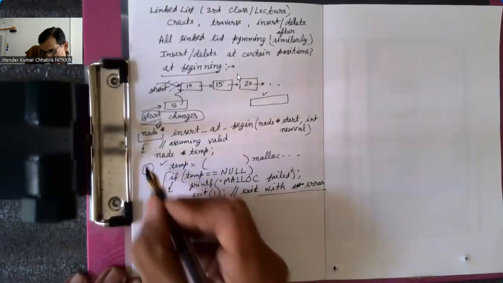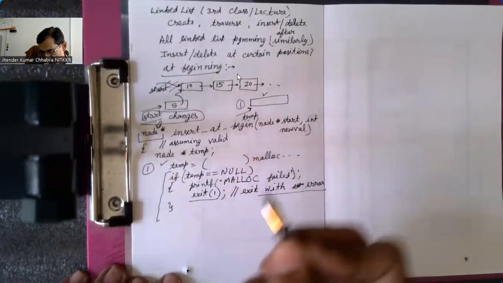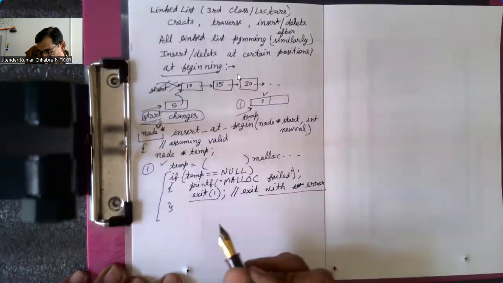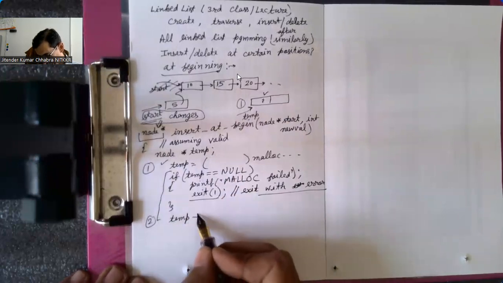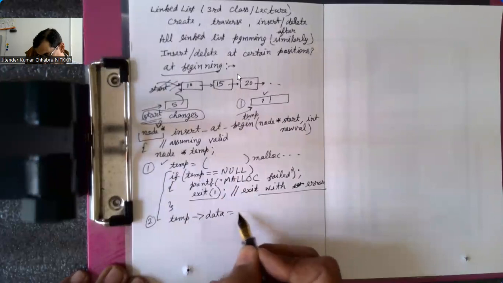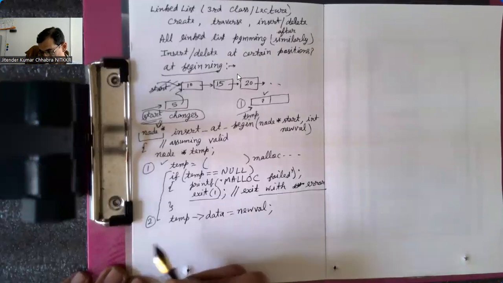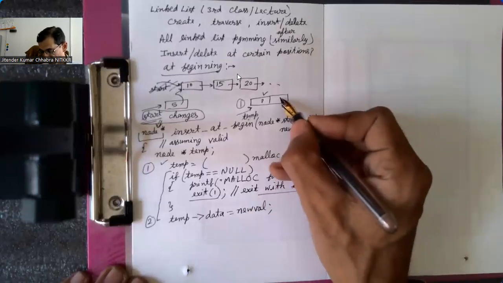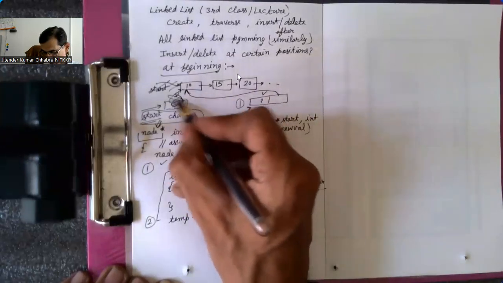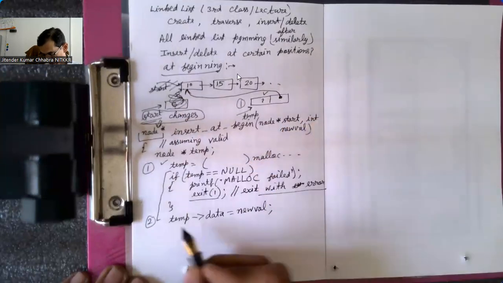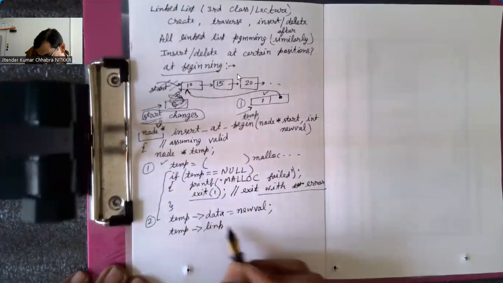So step 1, temp created. This is a temp. Step 2, this data is to be assigned the corresponding value. So step 2 will mean this step, temp arrow data is given the value which we have just planned, new value. Third step, this linking is to be done. I have to link effectively at the start. Temp arrow link is to be updated. Temp arrow link is to be assigned a new address.